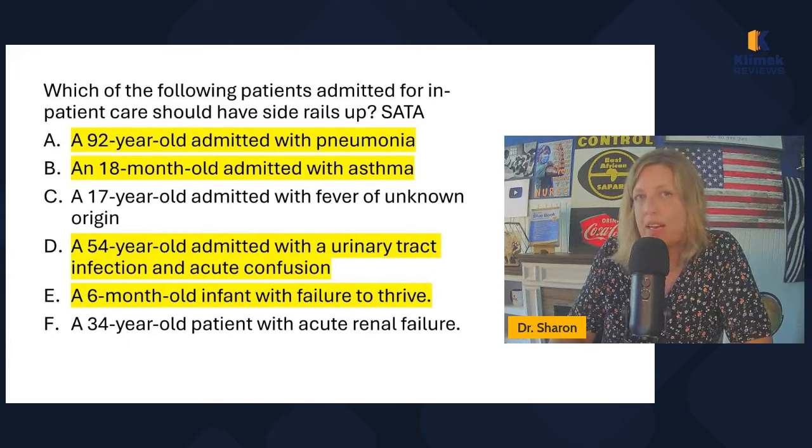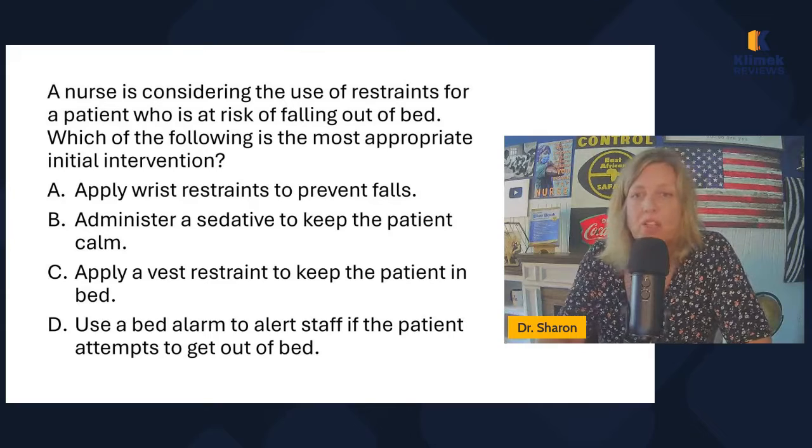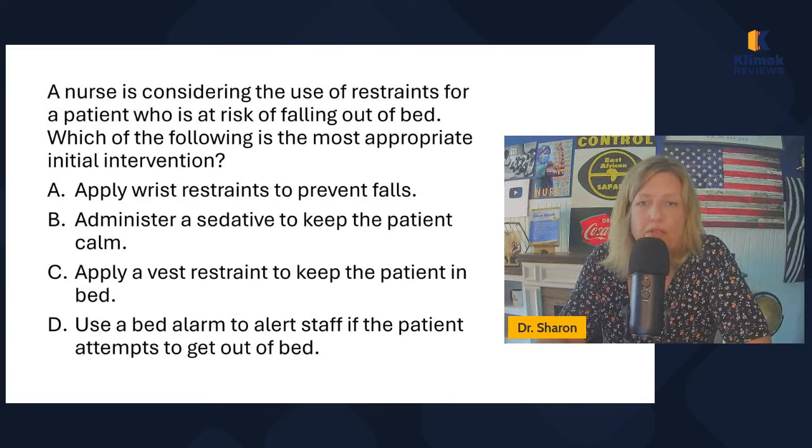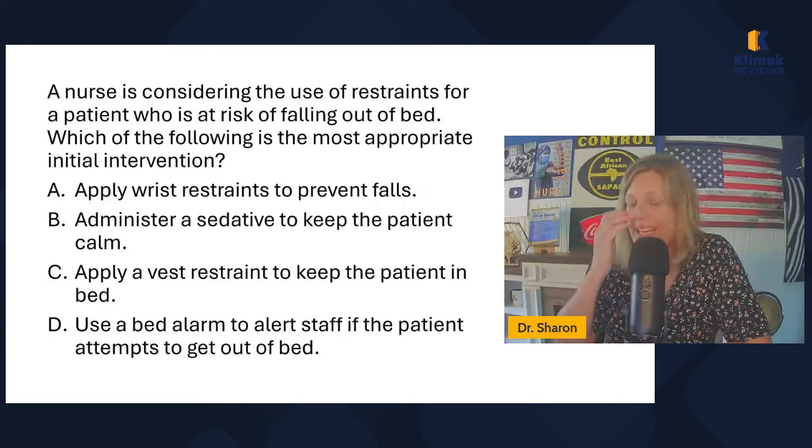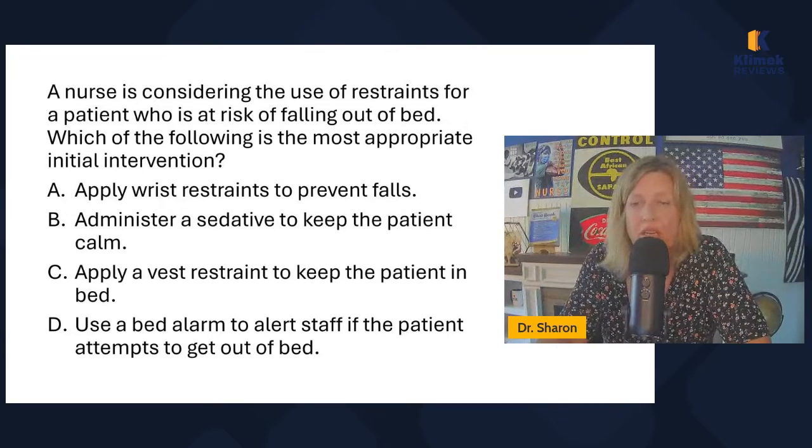Again, another common sense question that you could get related to patient environment. A nurse is considering the use of restraints for a patient who is at risk of falling out of bed. Which of the following is the most appropriate initial intervention? All right, if they're at risk to fall out of bed, I'm thinking about restraints.